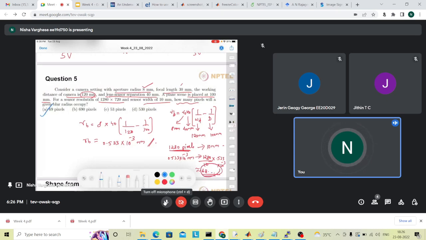So it is a problem regarding blur radius. The topic was already covered in the last lectures. It's a standard question to find out the blur radius when aperture radius, object distance, working distance, and depth are given. Okay, so this is question 5.